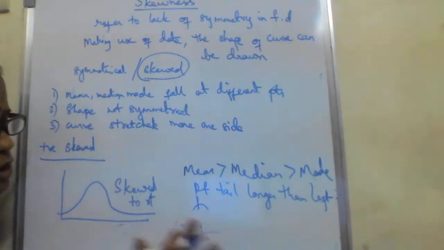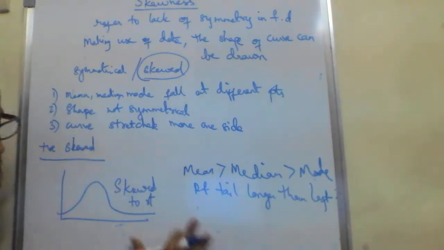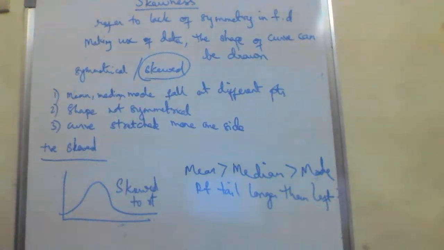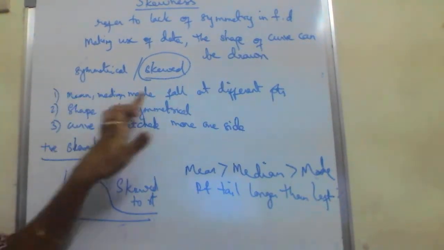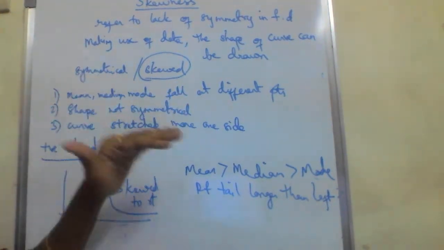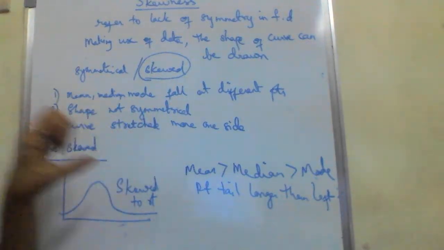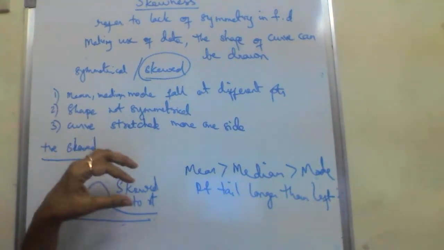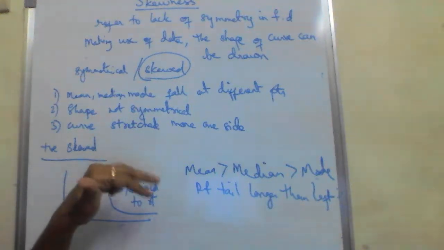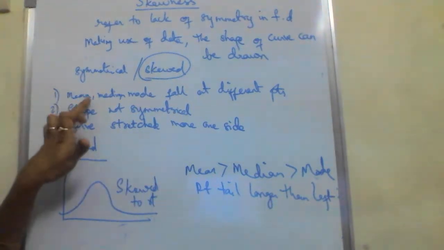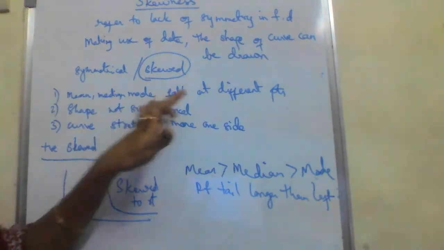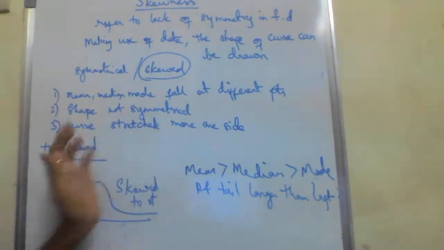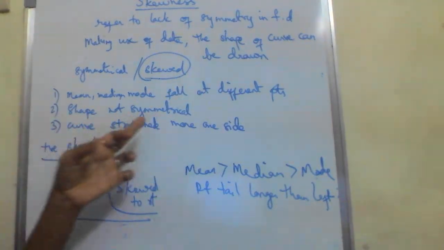So the opposite of this symmetric is skewness. So if it is a skewed curve, the mean, median, mode fall at different points. If it is symmetric, they all coincide at the same point. So mean will be equal to median will be equal to mode. But if it is a skewed curve, mean, median, mode fall at different points. That means all are different. And shape of the curve is not symmetrical.